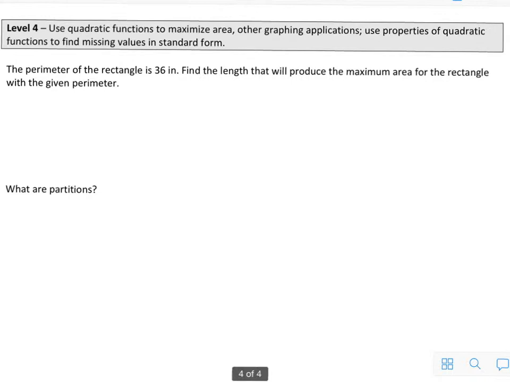So let's first use what we know. Perimeter of a rectangle is going to be 2 lengths plus 2 widths. And in this case, we know that our perimeter is going to be 36 inches. Now we also know that area is going to be our length times our width. So what I can do is solve this equation for one of my variables and plug it in like I would with a system. So let's solve for L.